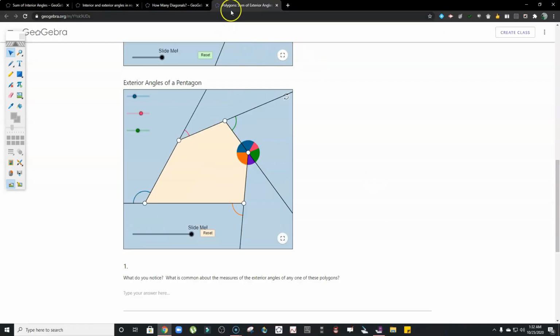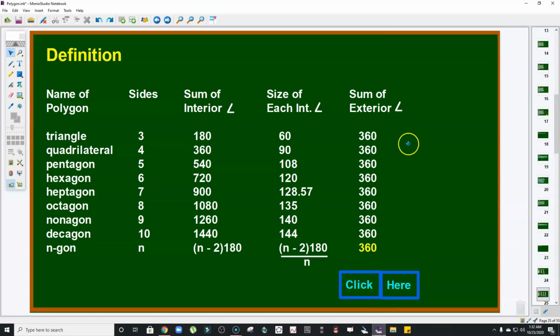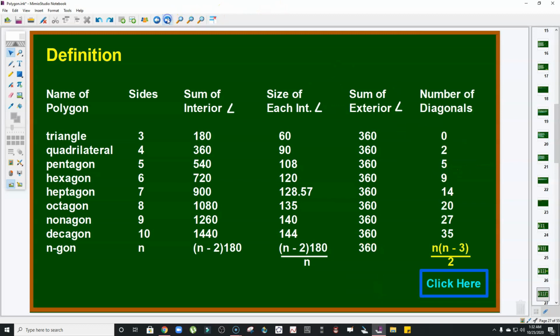See that? Okay. Next. So, the measure of each exterior angle of a regular n-gon is 360 over n. Okay, we know that. Next. Lastly, the number of diagonals. Here is the table: kung triangle, no diagonals, kung quadrilateral, 2 diagonals, and so on. So the formula there is n times n minus 3 over 2.